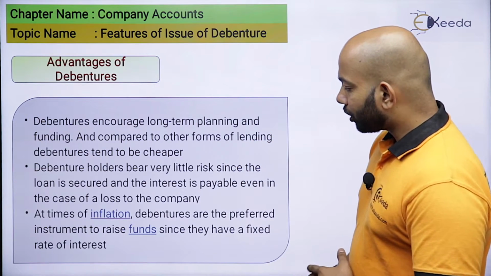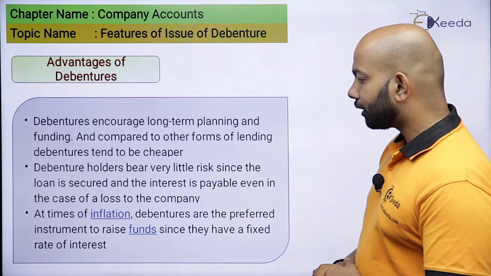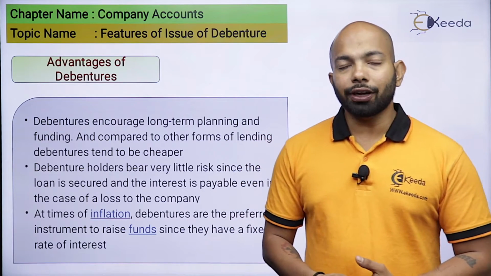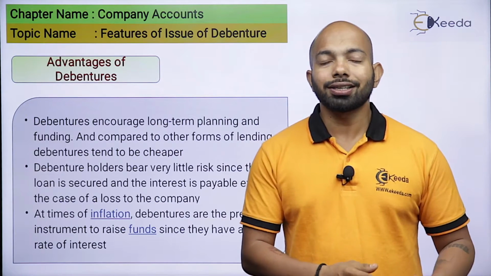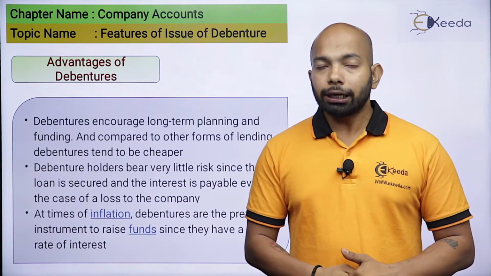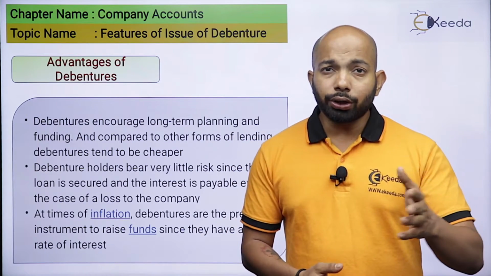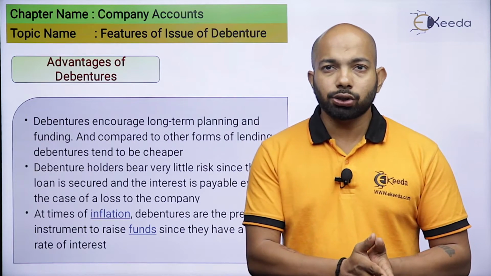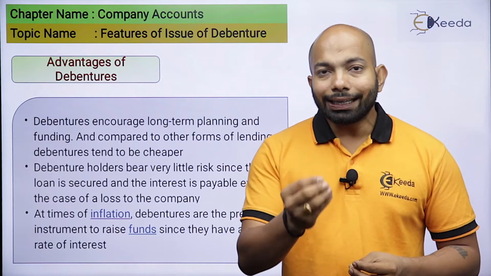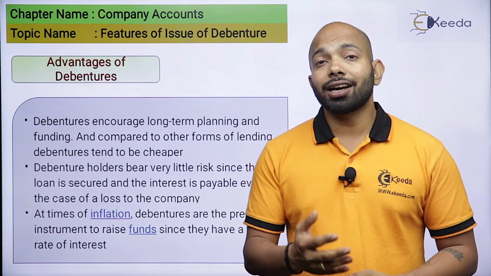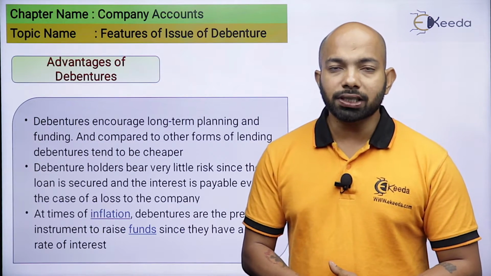At times of inflation, debentures are the preferred instrument to raise funds since they have a fixed rate of interest. In case of inflation, taking a loan from other institutions or other sources might make you fall into a pit, because the interest rate you will be providing there will be much higher as compared to debentures.